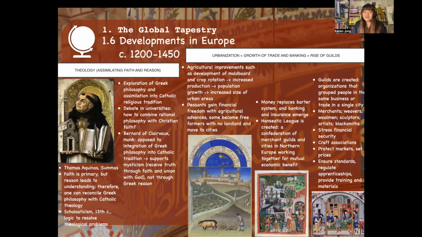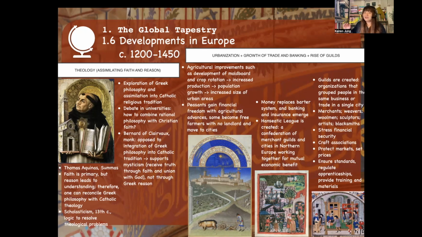So scholasticism in the 13th century incorporated logic to resolve these theological problems, and the exploration of Greek philosophy and the assimilation into Catholic religious tradition led to a lot of debate in universities. This idea of combining rational philosophy, this newly rediscovered rational philosophy, with our heretofore rather dogmatic Christian faith. And so you had all of these different schools of thought, lively debate, and whenever there's lively debate, new exciting things happen, right? There was urbanization, growth of trade and banking, and the rise of guilds in the High Middle Ages.